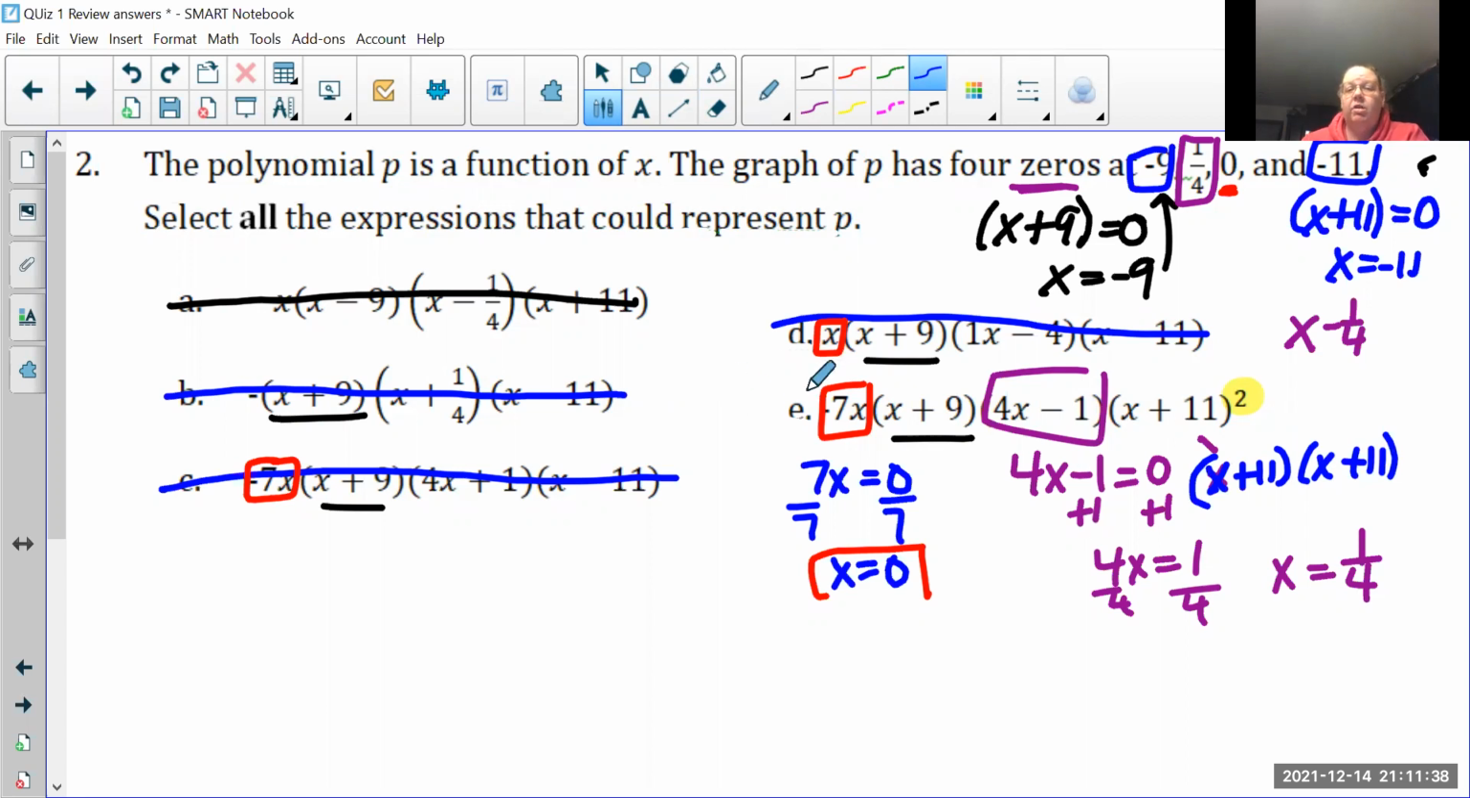All right, so the correct answer for this one is E. So one answer is okay, even if it says select all, but don't only look for one on the test.